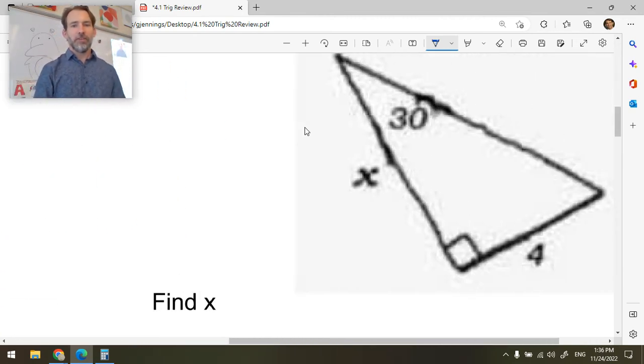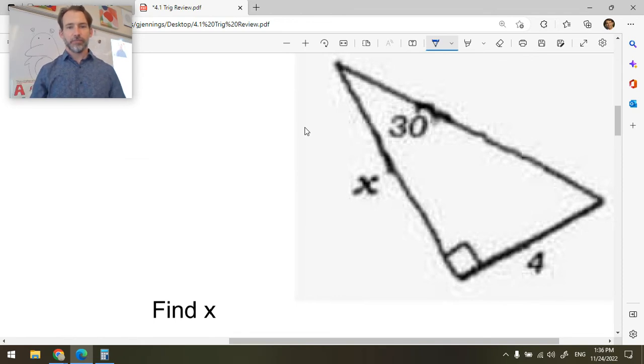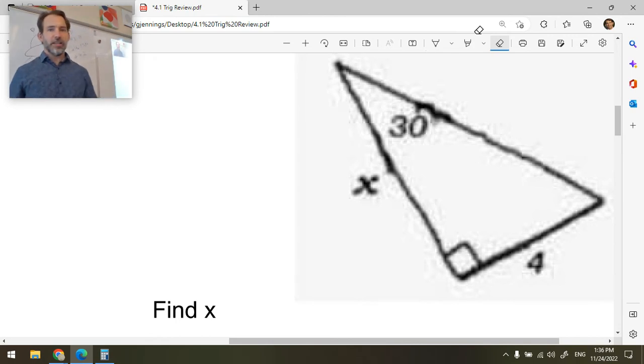How about this one? Find x. There it is. Okay, next problem. All right. Start with a guess. What's our guess in this case? What angle of interest are you on? This is the angle of interest here. So you're going 30 degrees.